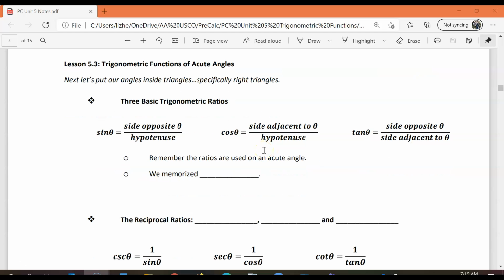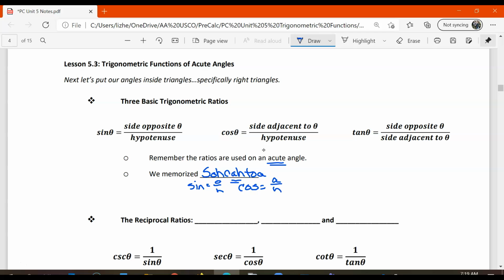Okay, so what we're going to do now is put our angles inside triangles, specifically right triangles. Now you already know 3 trigonometric functions. Sine is opposite over hypotenuse, cosine is adjacent over hypotenuse, and tangent is opposite over adjacent. We always want to use these on an acute angle. And we memorize: sine equals opposite over hypotenuse, cosine equals adjacent over hypotenuse, and tangent equals opposite over adjacent.